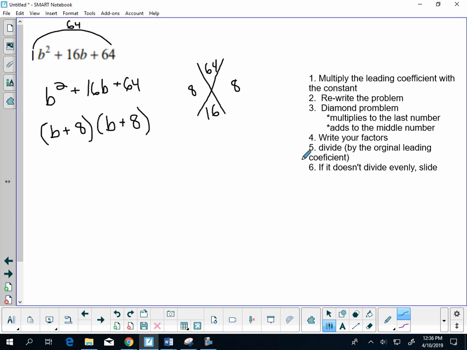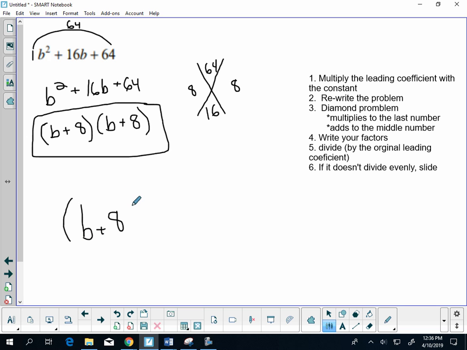And the next steps are going to be bigger deal in a little bit when we get some of the harder problems. Divide by the original coefficient, which in this case was 1. Well, 8 divided by 1 is still 8. So I'm just going to go ahead and erase that because it doesn't change the value. So that's going to be my answer right here. If you wanted to get fancy, you could have written it as b plus 8 quantity squared. That would have been another way because those are the same binomials, same factors. This is just another way of writing it.